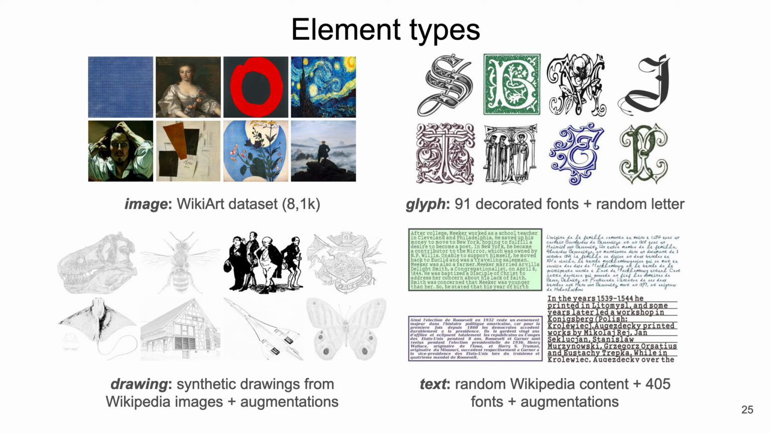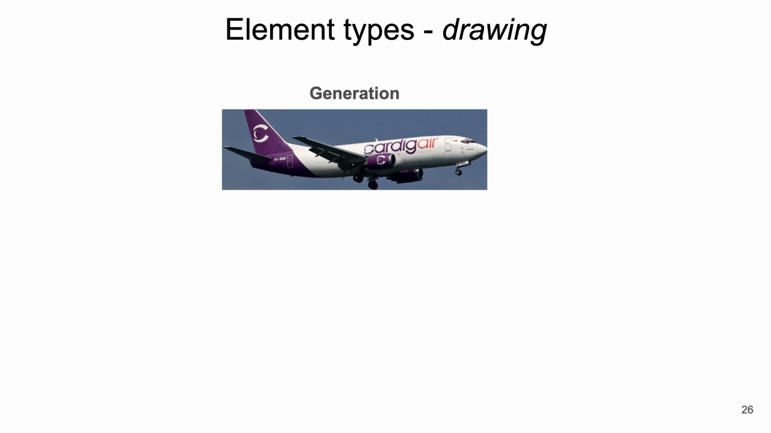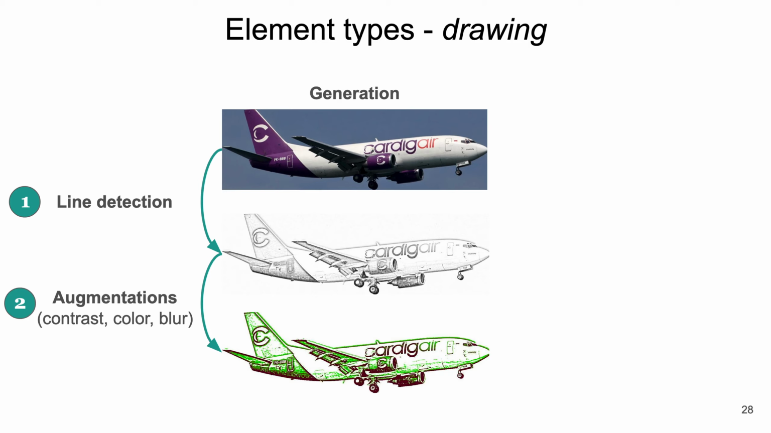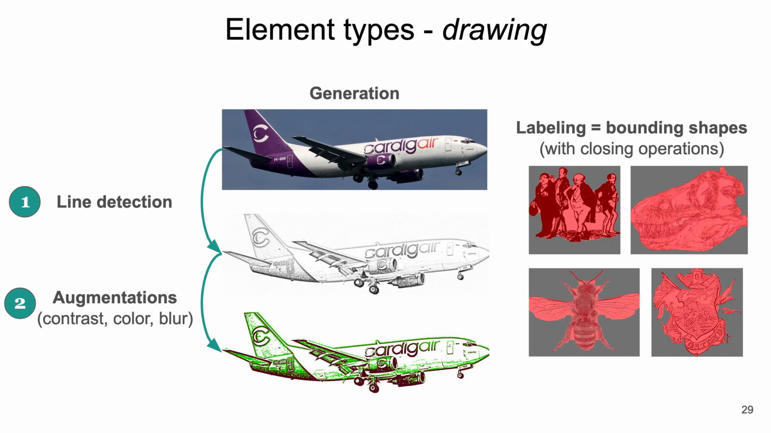Both element types involve more complex generation and labeling processes I am going to detail. As we didn't find any appropriate drawing datasets, we created synthetic ones from random Wikipedia images, for example here a plane. We first apply a line detection algorithm that results in a raw drawing. Then at generation time we apply image augmentations to get more various drawings. For the labeling, we chose bounding shapes computed using closing operations as we believe they generalize better than bounding boxes or contours.